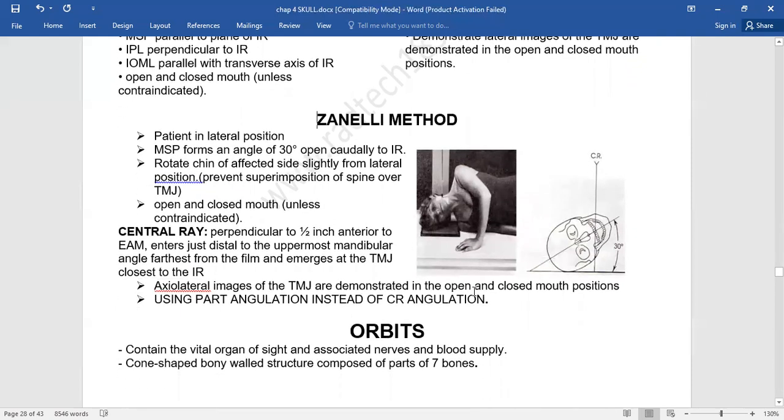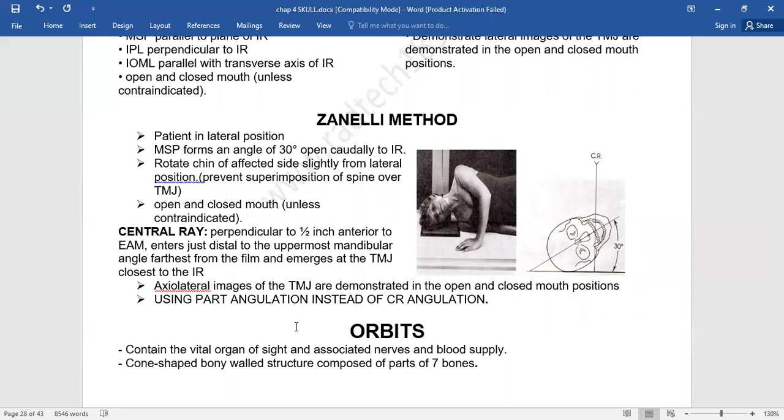Next is Schuller. So Schuller, patient is in lateral position. MSP is 30 degrees. So as you can see, there's a picture. The chin is rotated, the affected side. Open and closed mouth then. Central ray naman, wala siyang angulation, perpendicular lang to 1/2 inch anterior to EAM. So lateral images are demonstrated of the open and closed mouth position.